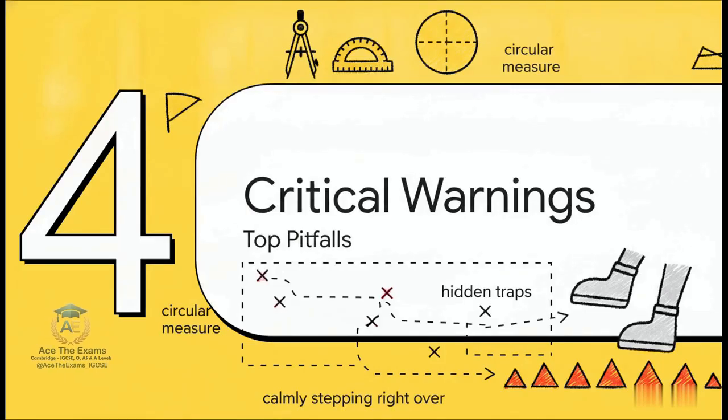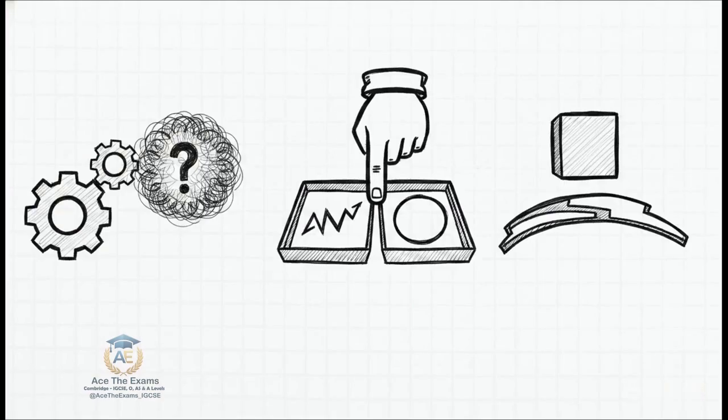Section 4. Critical Examiner Warnings. Let's do a mindful scan of the top pitfalls in circular measure so you can just step right over them. Welcome to the visual practice arena. The reports explicitly cite these top 3 mistakes, and we are going to analyze them with complete clarity.